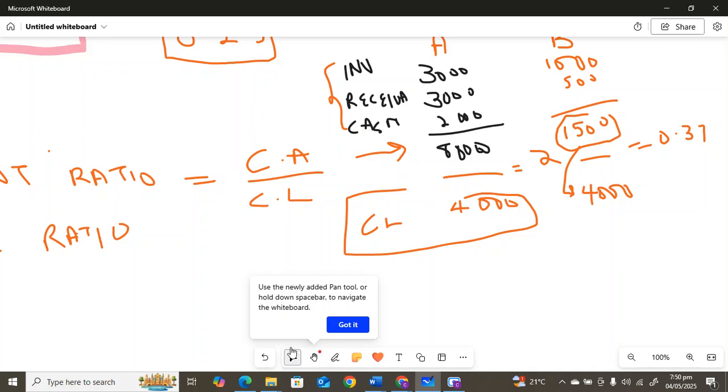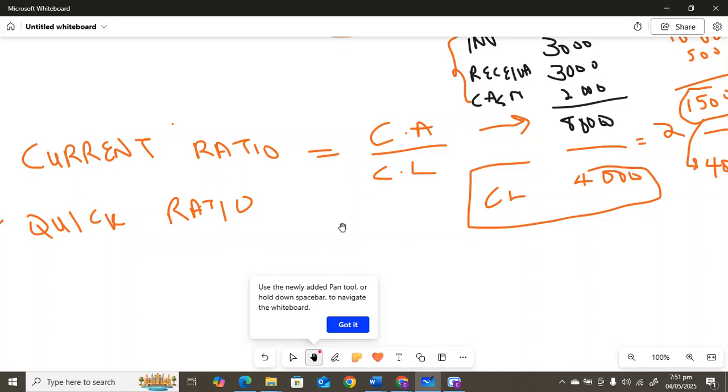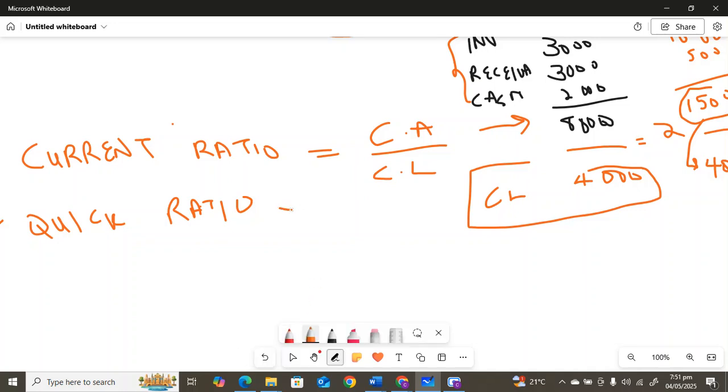Okay, then we've got our quick ratio also. Now, the quick ratio wants to know, can we cover our current liabilities with our quick assets, the assets which can easily be converted into money? So with the quick ratio, we omit inventory because inventory is not considered a quick asset. You can't sell all of your inventory in just one day. So with your quick ratio, it's still current assets, but you take out the inventory.